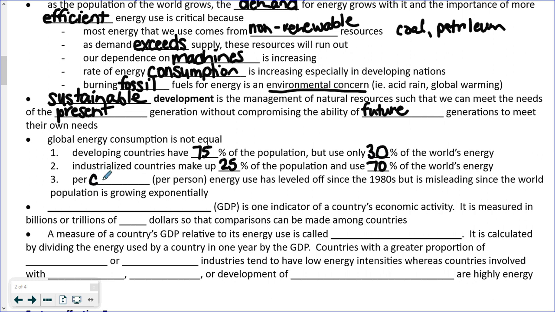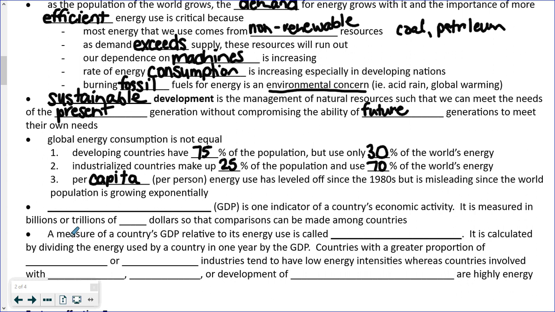So per capita, this is kind of social studying a little bit. We're going to talk about GDP, and per capita, you would have learned about in Social 30. Per capita means per person. Energy use per person has leveled off since the 1980s, but that's kind of misleading, because the world's population has grown drastically since the 80s. It's not saying our total energy use, it's saying our per person energy use. But if we're adding more people, that's a significant amount of energy. That's basically a big demand on everything.